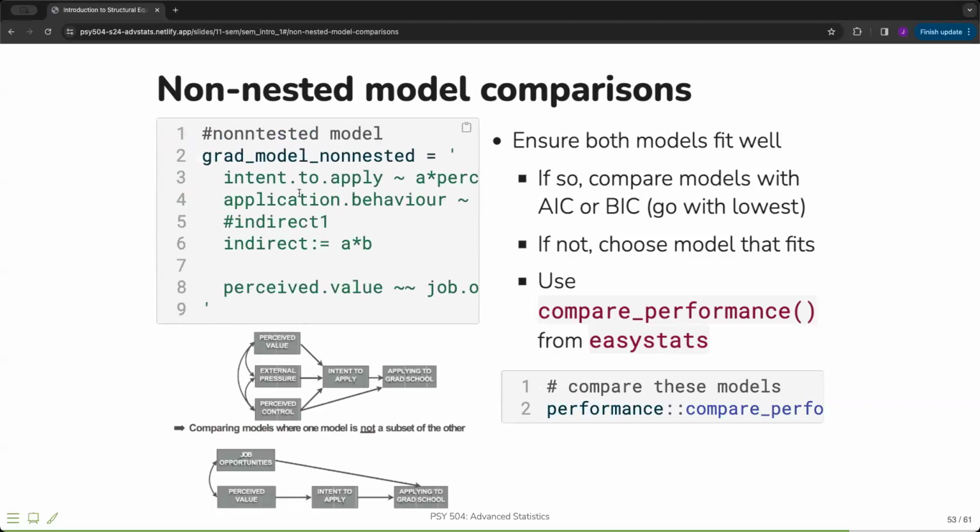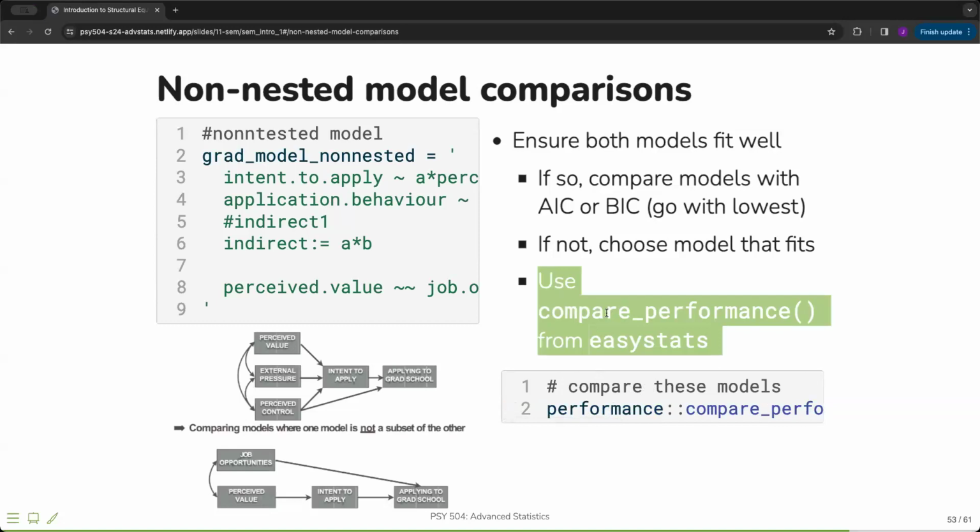What I have highlighted here is just some sample syntax of how we could fit the non-nested model. Essentially, we'd have to make sure first that the models fit the data well. And if they do, we would compare the models with AIC or BIC. So we can't use chi-square. Chi-square tests are usually used for nested models. But we can use AIC or BIC and go with the lowest one to determine the best model. And we could do that by using the compare performance function here. I just have some sample syntax if you needed to do that.